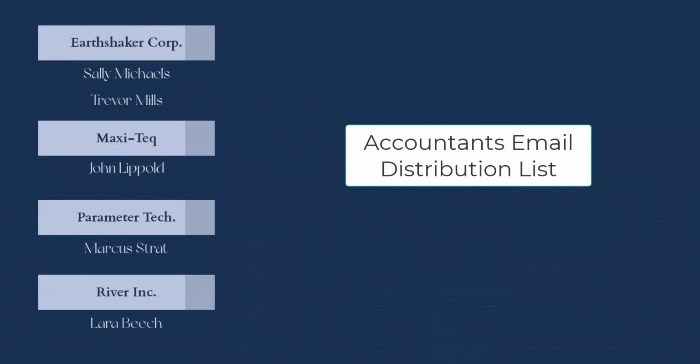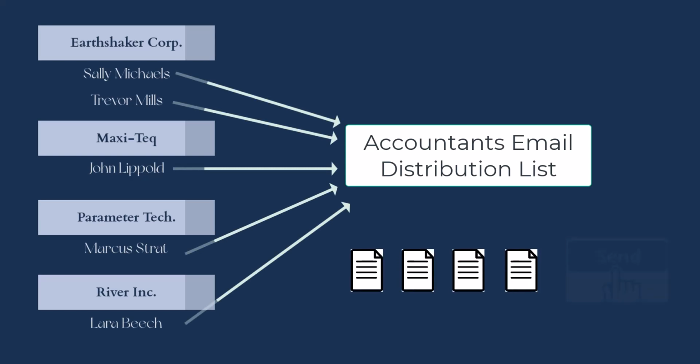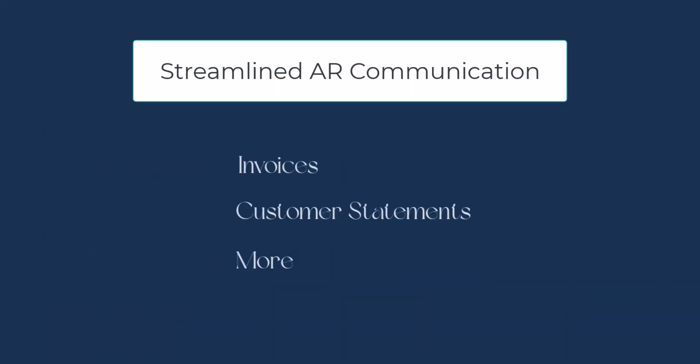This feature allows you to assign your business partner contacts to email distribution lists, and as a result, you will be able to email multiple documents to many different recipients, all in one go. This streamlines the communication process to your customers' contacts, especially in the areas of mass emailing of invoices and customer statements within the accounts receivable area.